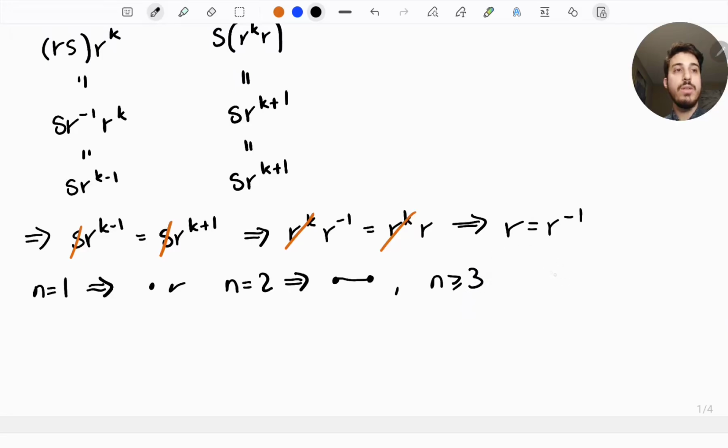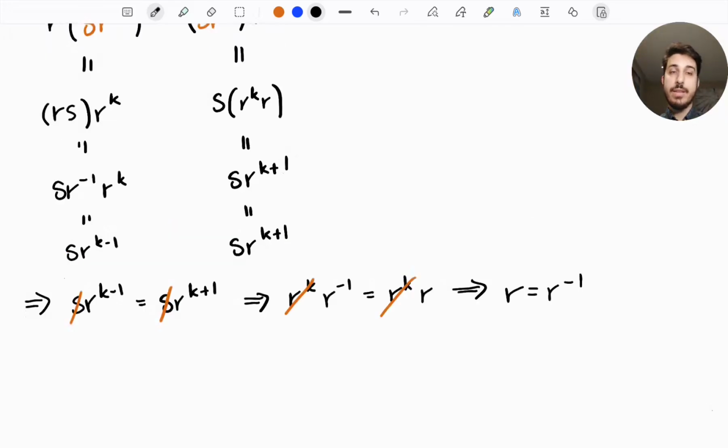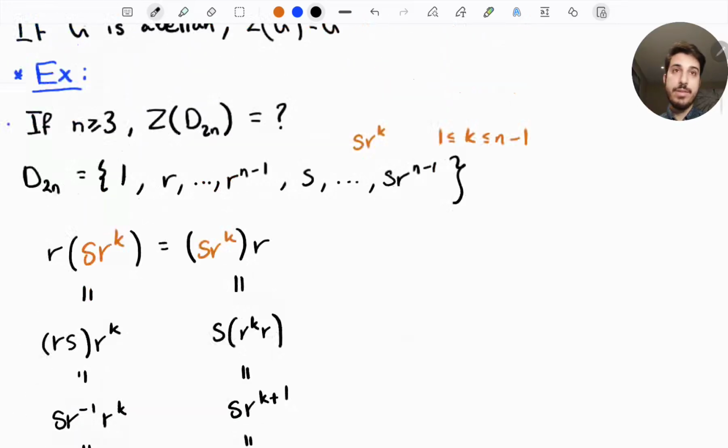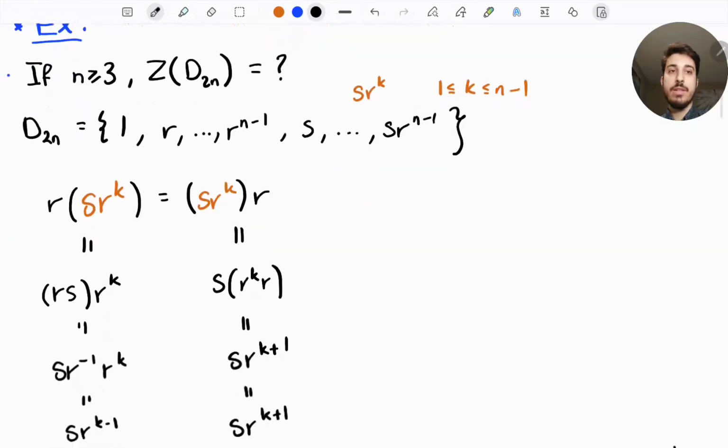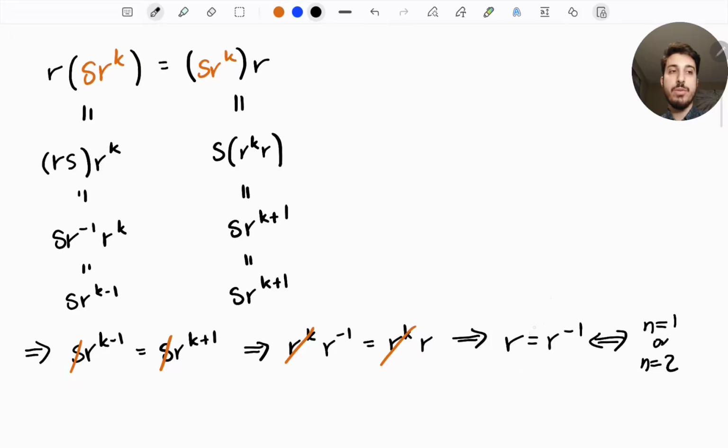Okay? So what about n equal to 3, or n bigger than or equal to 3? Well, for n equal to 3, we would have a triangle, and we've seen that r of a triangle is not equal to r inverse of a triangle. And that is true for n equals 3, 4, 5, for all n bigger than or equal to 3. So we conclude that this equality is true if and only if n is equal to 1 or n is equal to 2. And since we have assumed that n is at least 3, we know that this equality is not true.